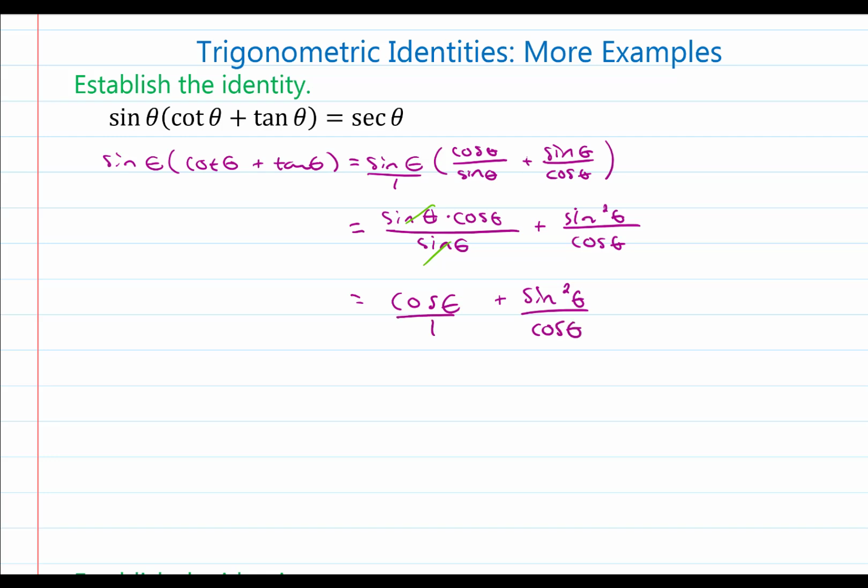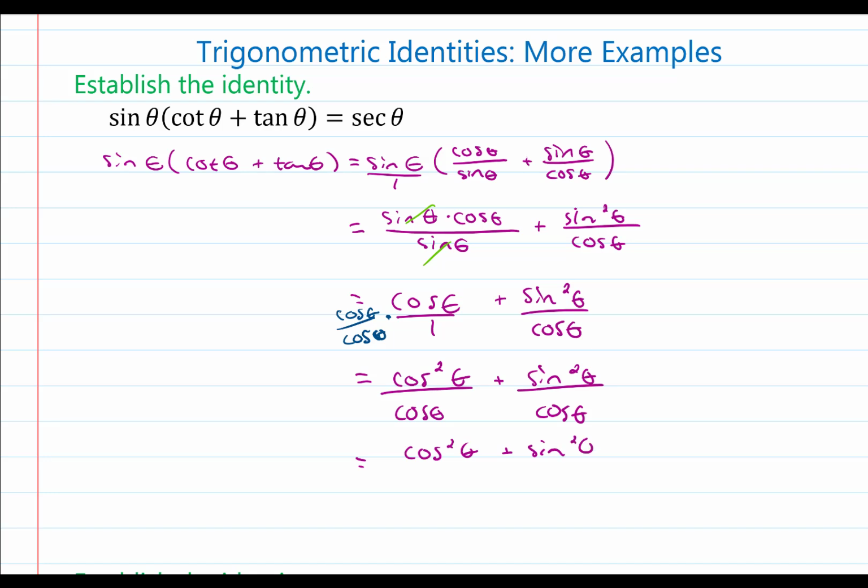From here, remember, this is cosine of angle theta over 1, so what I'm going to do is multiply that first fraction by a well-chosen 1, and this well-chosen 1 would be cosine of angle theta over cosine of angle theta. This results in cosine squared of theta over cosine of theta plus sine squared of angle theta over cosine of angle theta. We also now have a common denominator, so we can combine this to a single fraction of cosine squared theta plus sine squared theta in the numerator over cosine of theta.